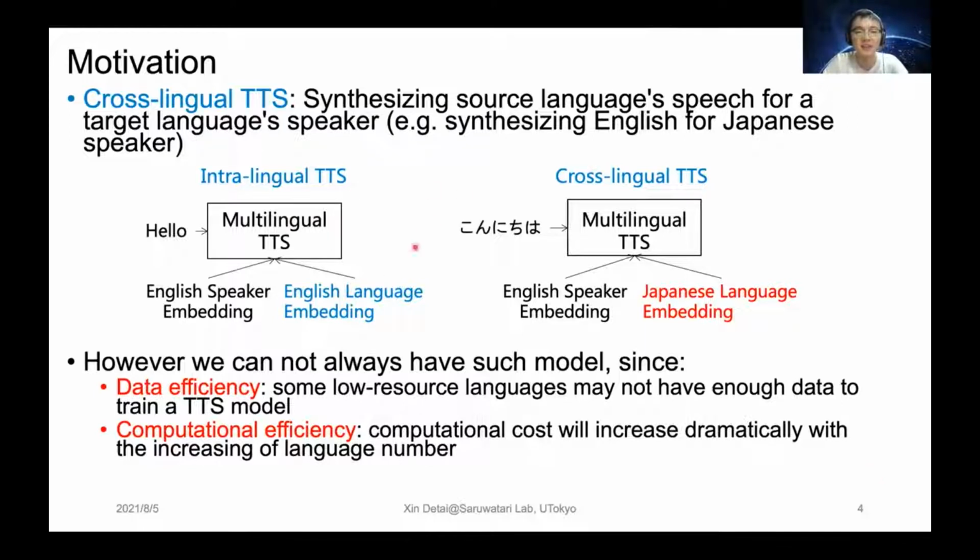This diagram illustrates a typical method for cross-lingual TTS. Basically, we use speaker and language embedding to train a multilingual multi-speaker TTS model. Then we change the language embedding to synthesize the speech of the target language of the same speaker. However, we cannot always have such a model from the aspects of data and computational efficiency. Since first, some lower resource languages may not have enough data to train a TTS model, and second, the computational cost will increase dramatically with the increasing of language number.